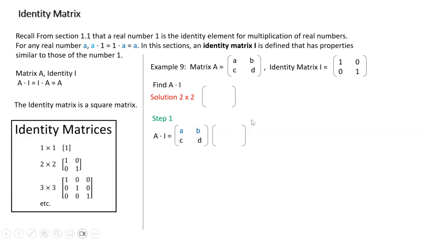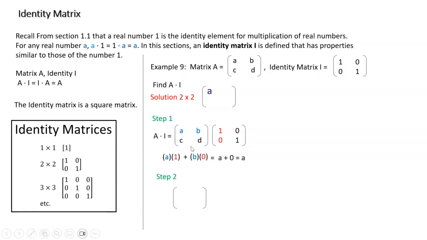Right? This is matrix A times the identity. Again, it's going to be the first row times every column. So A times 1 plus B times 0 is going to give us A plus 0, which gives us A. So A goes on the first row, first column.